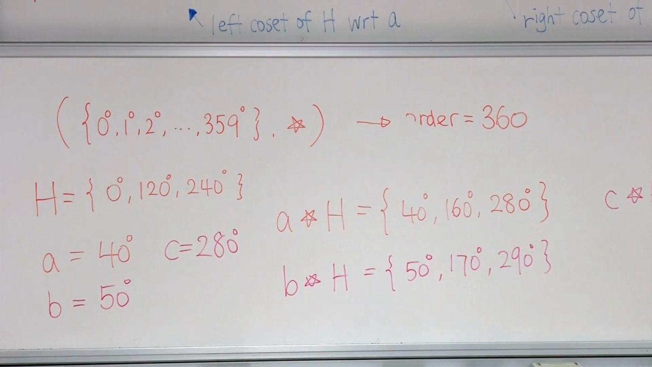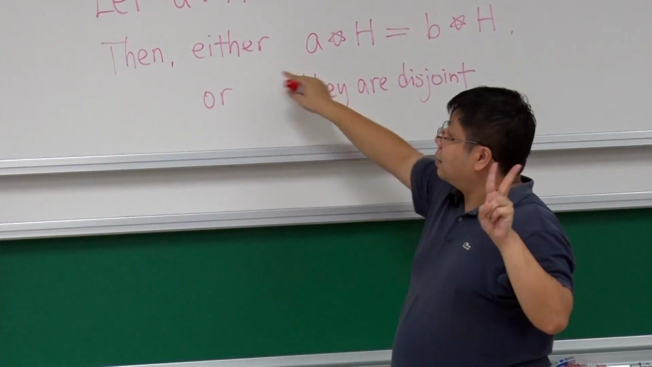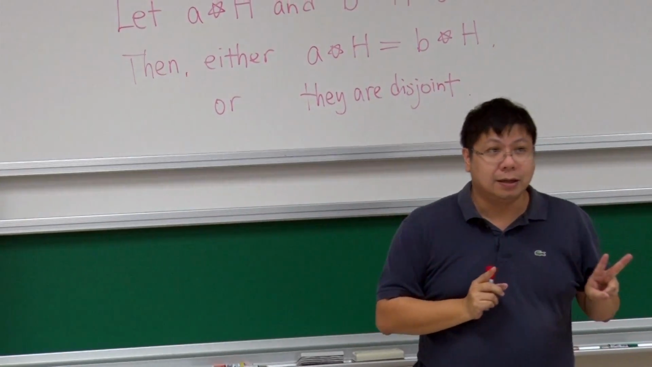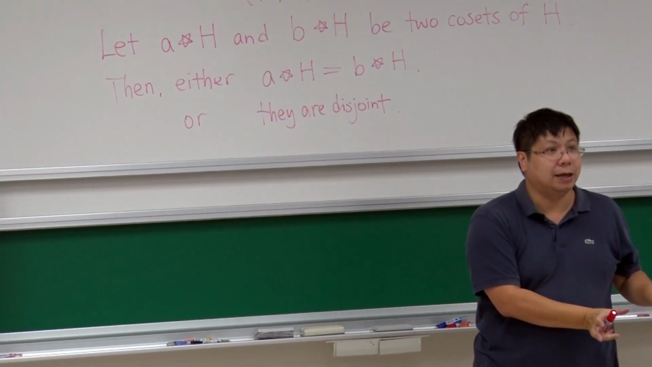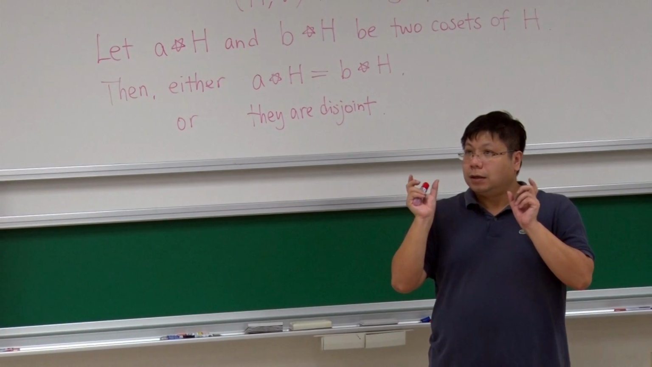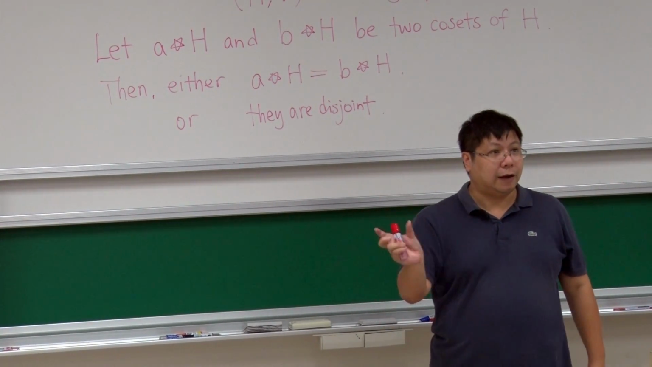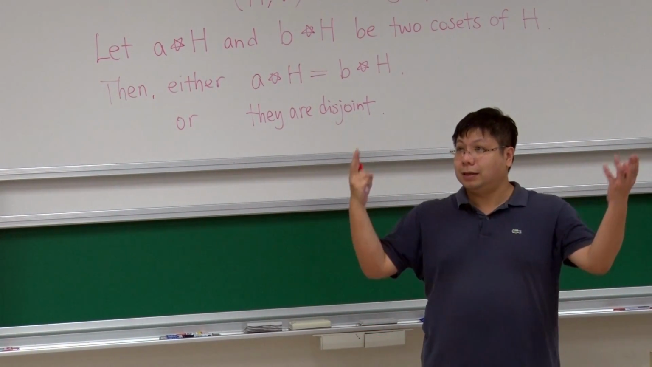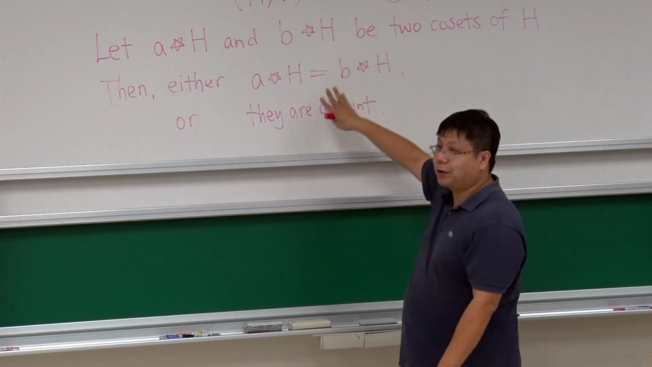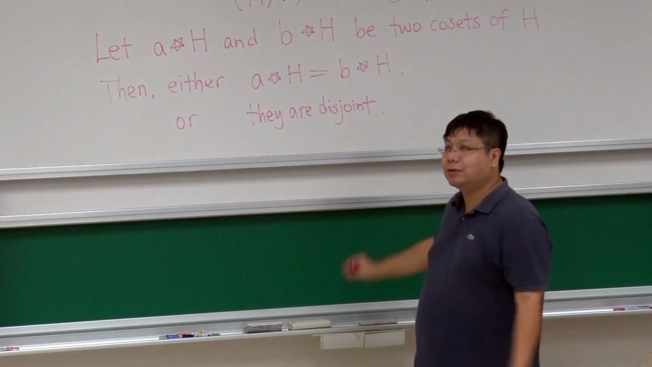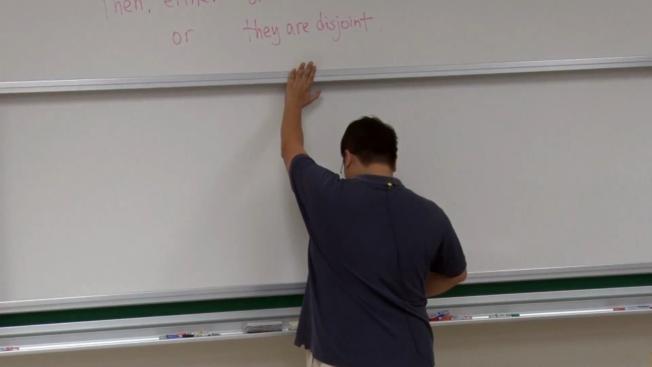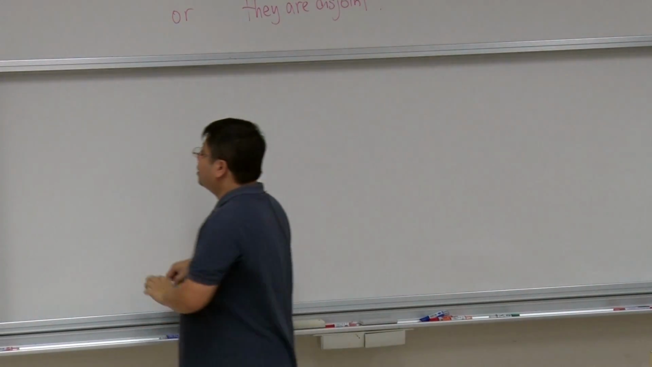We need to prove actually two things to get Lagrange. One is that the coset has this partitioning property. The other one is that every coset has the same size. These are the two things. This one is more difficult. The other one is easy. So let's get the proof for this one. Proof.